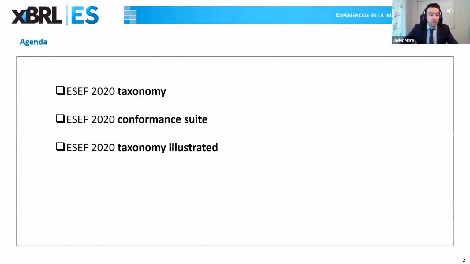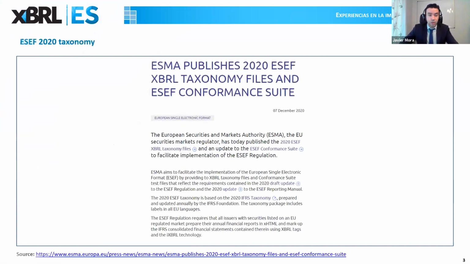So I'm just going to talk about three very simple items: the SF 2020 taxonomy, the conformance suite, and the taxonomy illustrated. First of all, the taxonomy. I'm pretty sure all of you know that on the 7th of December 2020, ESMA published the 2020 SF External Taxonomy file and the SF Conformance Suite. You have all the links at the bottom of every single slide of the presentation, okay?